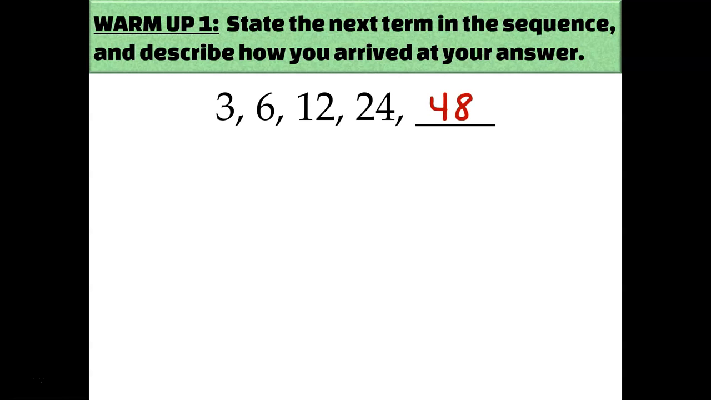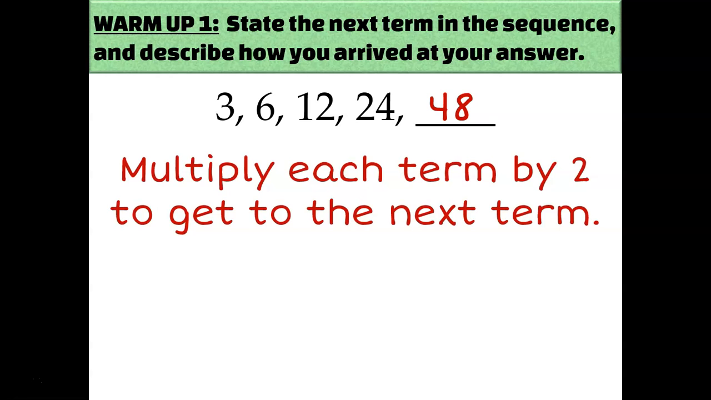What we're doing in this sequence is just doubling. We're multiplying by 2. 3 times 2 is 6, 6 times 2 is 12, 12 times 2 is 24, so that means I would multiply 24 by 2 to get to my answer of 48.